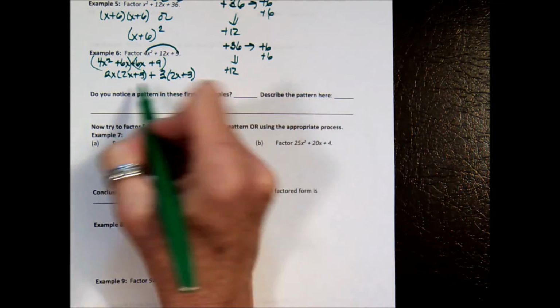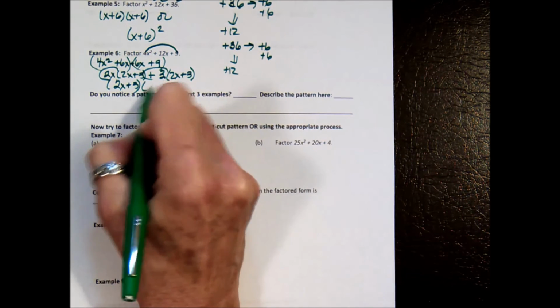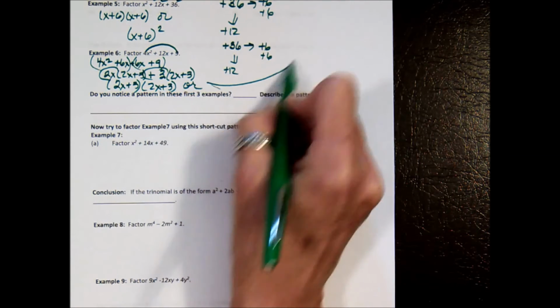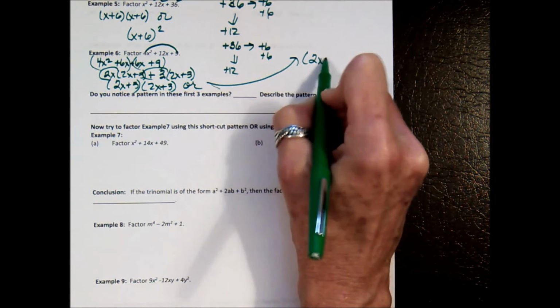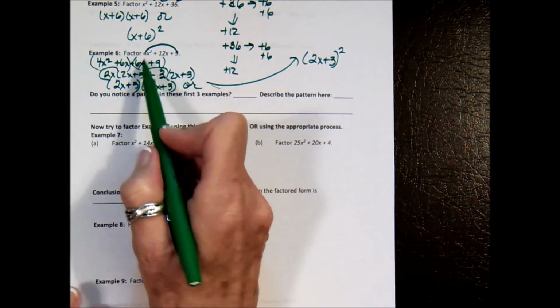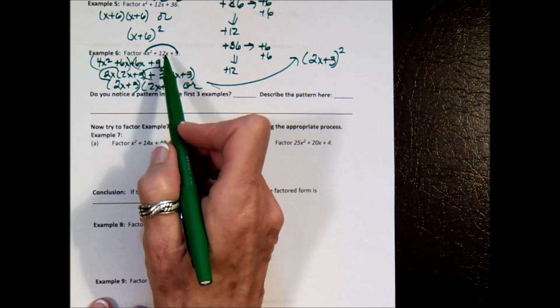And here's what makes this unique. So what I have is 2x plus 3 times, look there, another 2x plus 3. So you could have written it as 2x plus 3 squared. Now, how would you know that? Just by looking at this. I'm going to show you once, but we're not going to make a big deal about it.